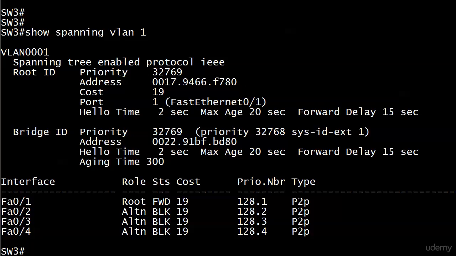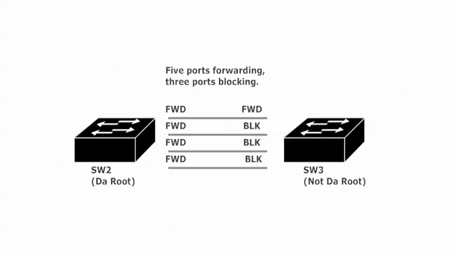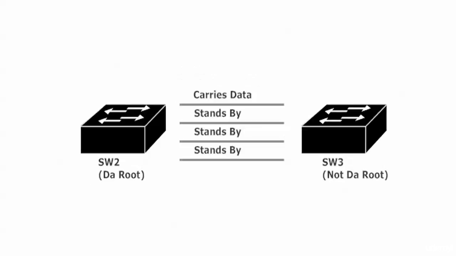So the end here, I've got an illustration here for you as well. The end result is that we have 5 ports forwarding and 3 ports blocking. And switch 2 is the root, all the ports there forwarding, switch 3 not the root, and only 1 port is forwarding there. Now, the one issue we have right now, of course, with that is that only that first trunk where they're both forwarding, that's the only one that's going to be carrying data. And the other three are standing by.